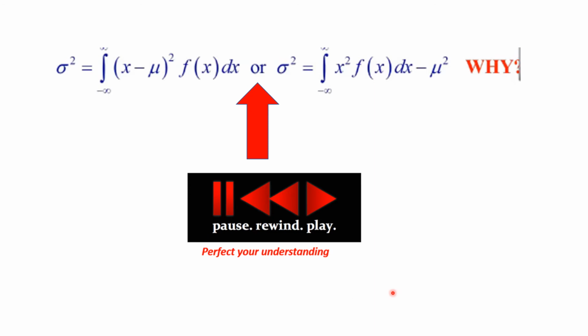Now earlier I said that the formula could be this or this, and now I'm asking why. So in other words, what I'm asking you to do is take this and show that it's also equal to this. You know what to do. Let's see how you did.